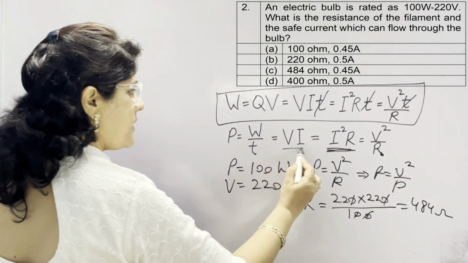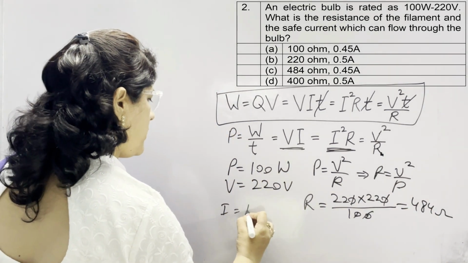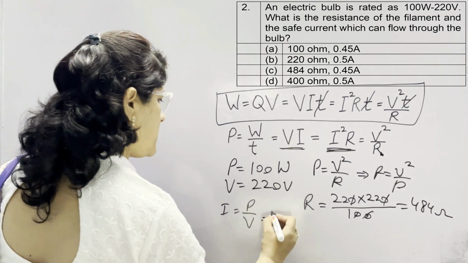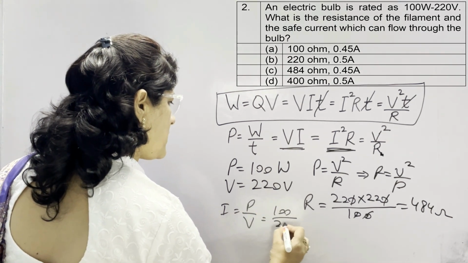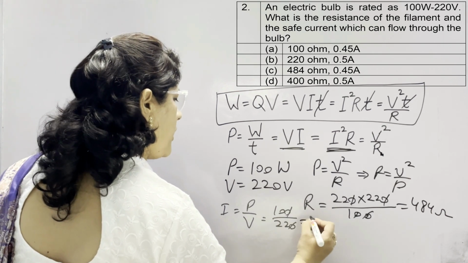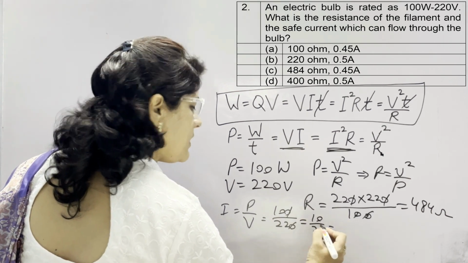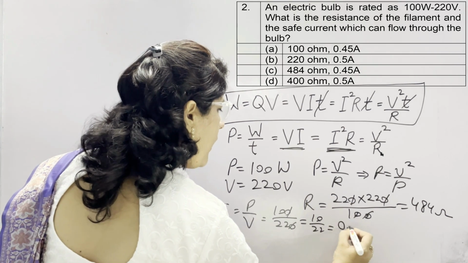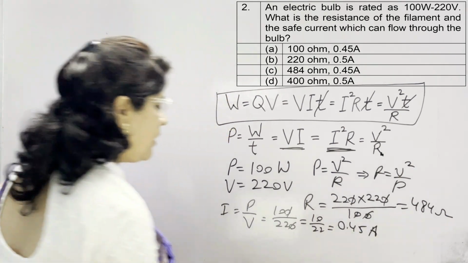Now I: P is equal to V into I, so I is equal to P upon V. P is given as 100 and V is given as 220. So 10 upon 22, it means 0.45 ampere is the current here.